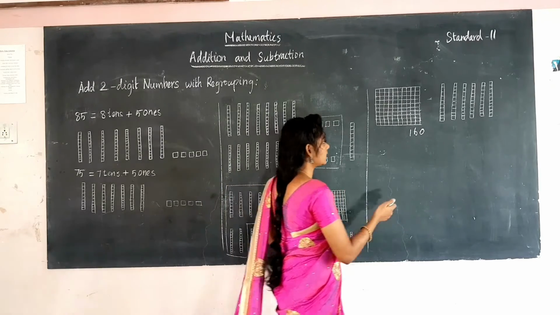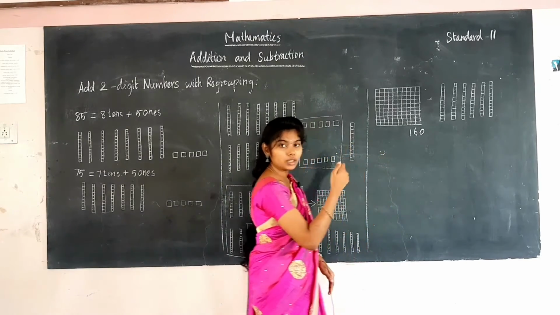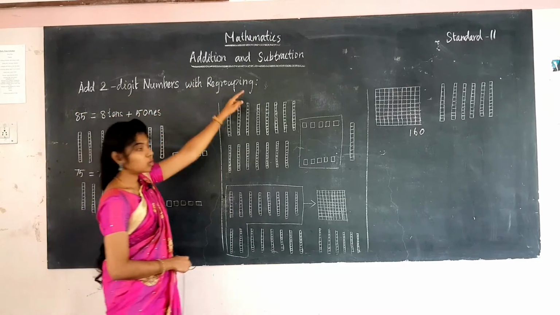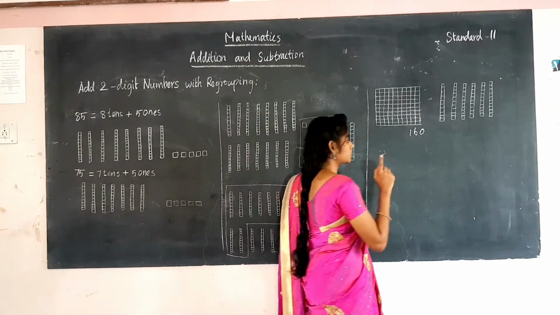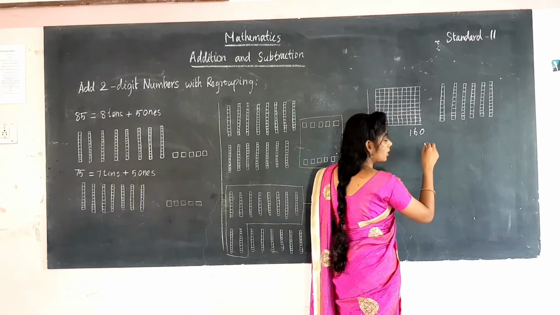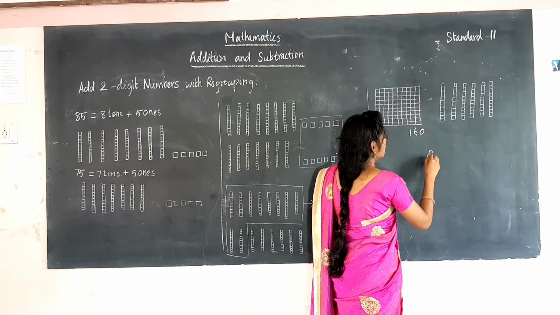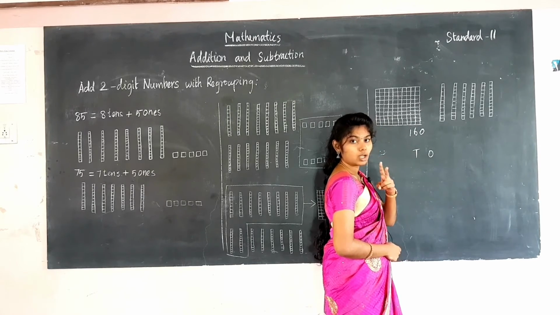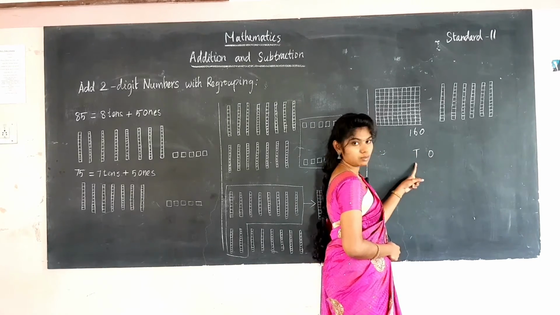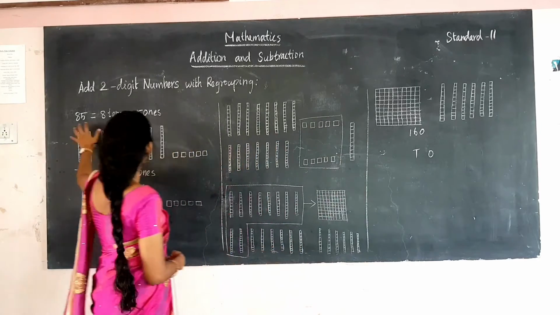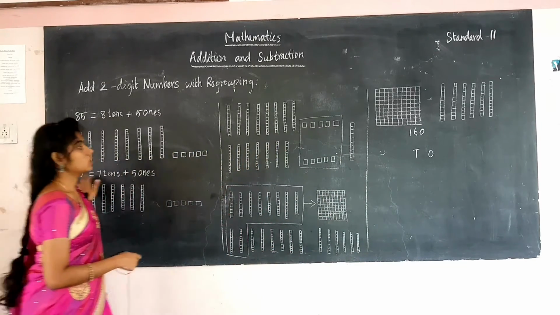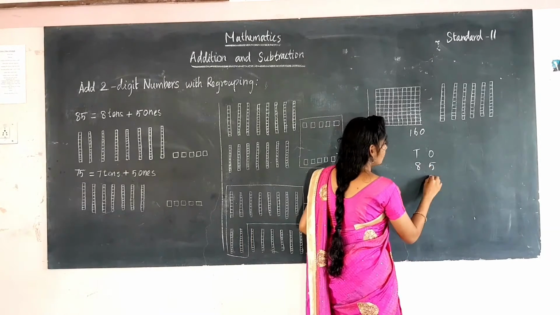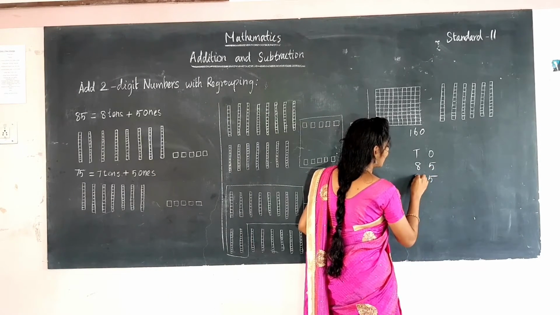Now we shall see how to add 2-digit numbers with regrouping. To add the numbers, what do we have to do? We have to write the places, ones and tens. We write 2 places because it is a 2-digit number: the ones place and the tens place. The numbers are 85 and 75. Write 85: 5 in ones, 8 in tens. Then 75: 5 in ones and 7 in tens.